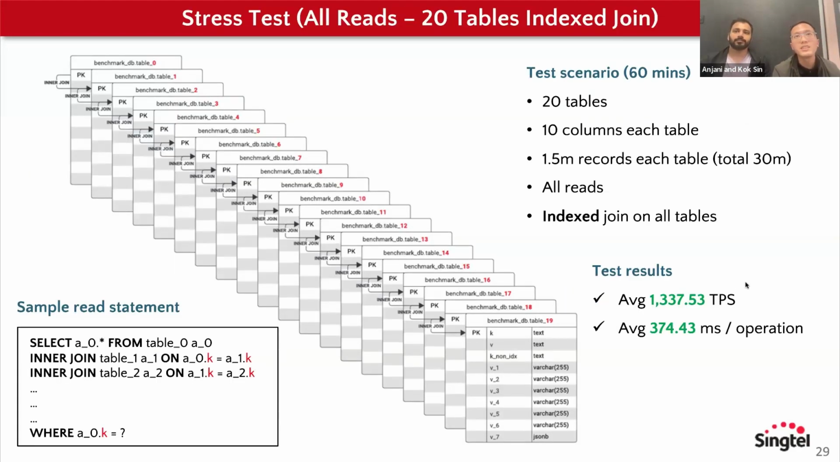Next, instead of doing a single table read, we are trying to read from 20 tables at once. Our test scenario comes with 20 tables, 10 columns each table, and 1.5 million records each table, totaling up to 30 million records. And in every single read, we are joining all 20 tables at once. To our surprise, we achieved 1.3K.